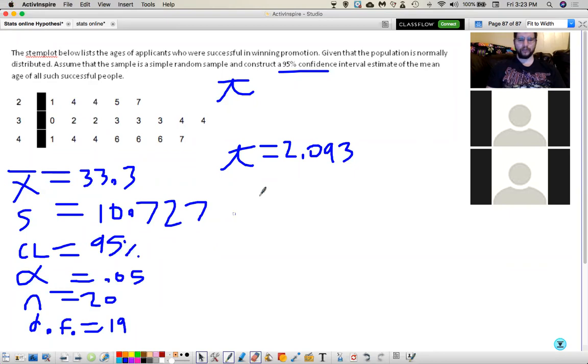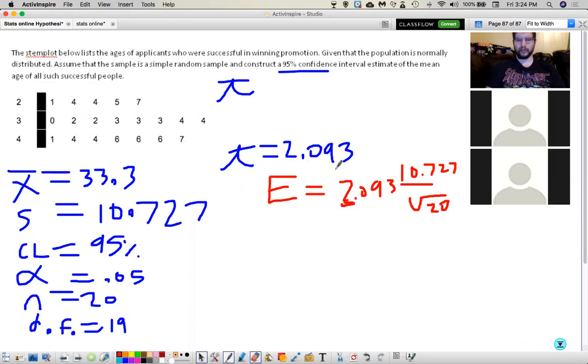So my error is basically the same formula as a Z, except with the T in there instead of the Z score. 2.093, and instead of sigma, we have to use S, 10.727, divided by the square root of N, of course. That's a 2 if you can't read my writing. Anyway, let's find out what that is.